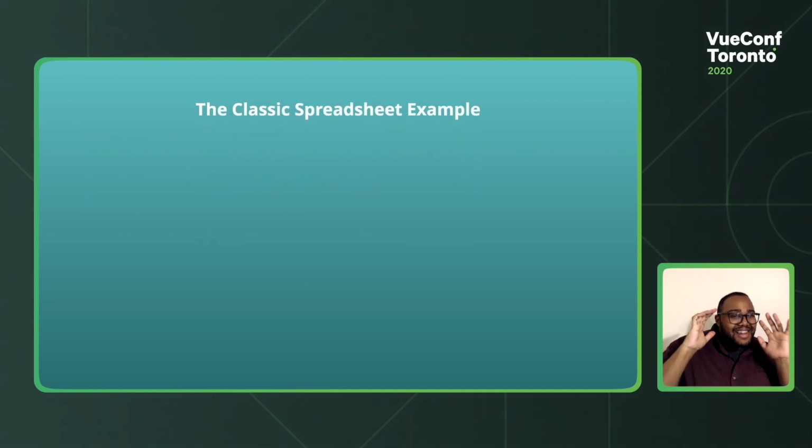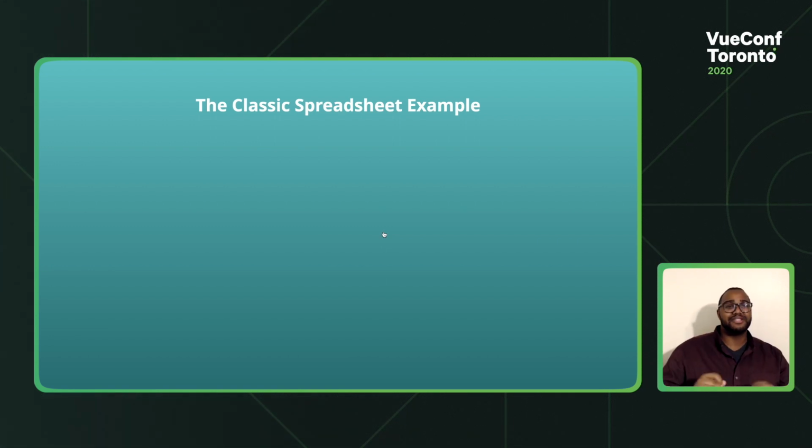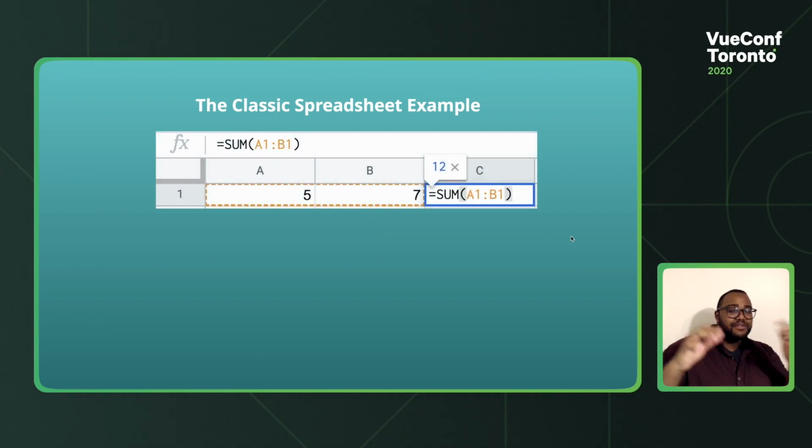And the classic example of this is the spreadsheet example. I absolutely love this example. I think it's a fantastic way of seeing exactly what this means, right? And this is an example that's even on the Vue website, like they believe in it too. So if you take a look at this spreadsheet, in column A, we've got the value 5. In column B, we've got the value 7.